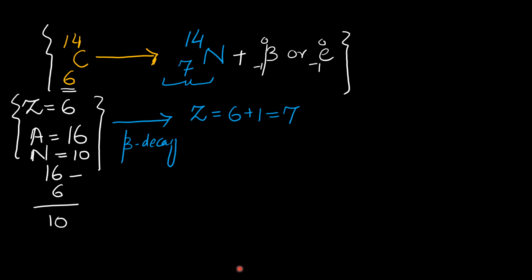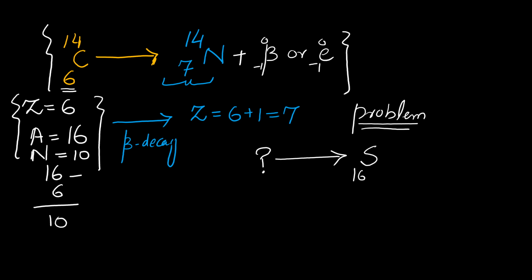Now, dear student, let us solve some problems for beta decay. Consider that we have an unknown element, and that element performed a beta decay, and during the beta decay a daughter nuclei of sulfur-32 is formed, and along with that it releases a beta particle.